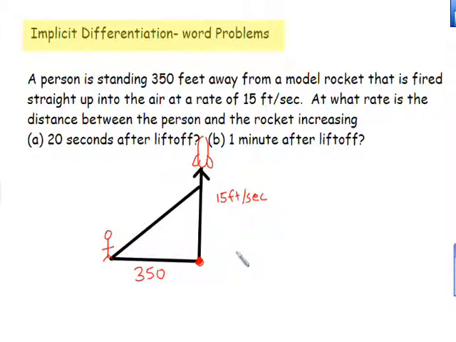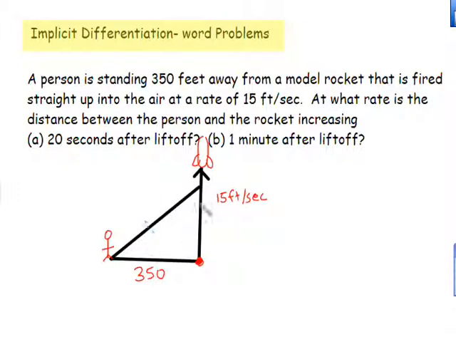Now, they want to know the rate at which the distance between the person and the rocket increases, because the farther the rocket goes up, the distance between the rocket and the person is going to increase. But we want to know the rate of that.